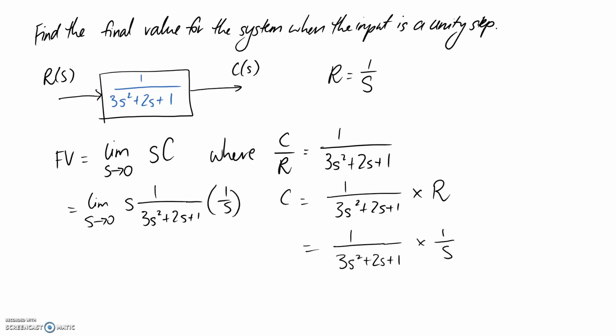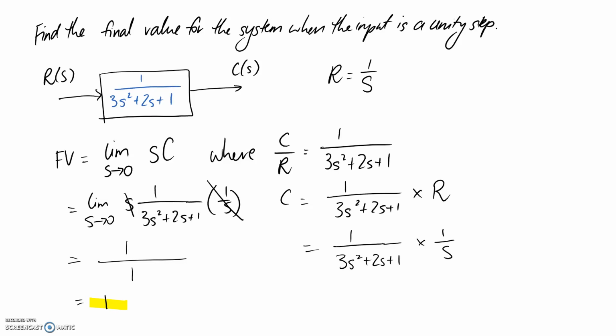Now, at this point we need to make sure we can cancel everything that can possibly be cancelled. So s on the top line is going to cancel with the s on the bottom line here. There's nothing else that we can really do. So now we need to substitute in our limit, and that's s going to 0. So we're going to get 1 over 3 times 0 is 0, 2 times 0 is 0, 1 remains on its own. So we get 1 over 1, which means that our final value is going to be equal to 1. And that's the answer that we were looking for.